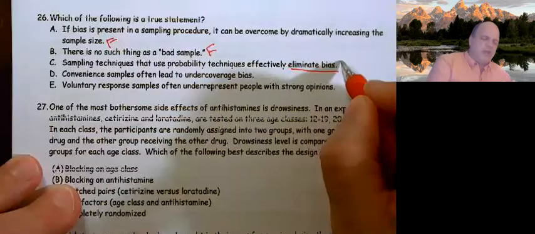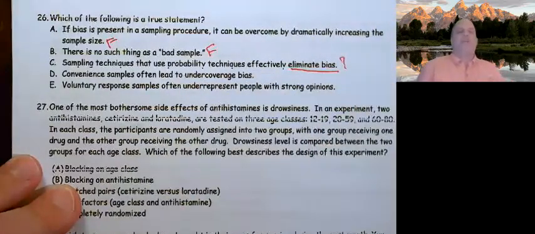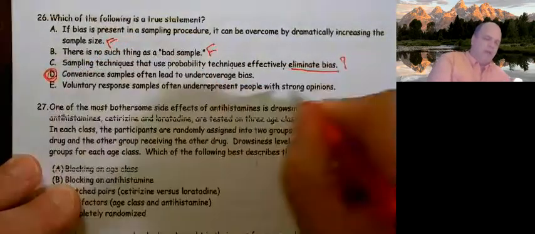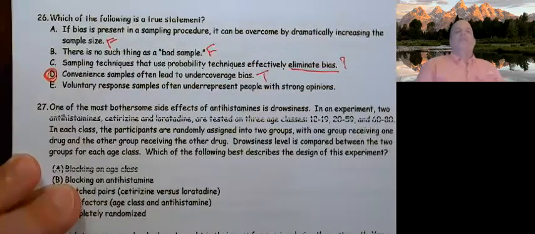That's questionable. That's close. Let's see if we have a better answer. Convenient samples often lead to undercoverage bias. Bing, bing, bing, we have a winner. That is very much the case.